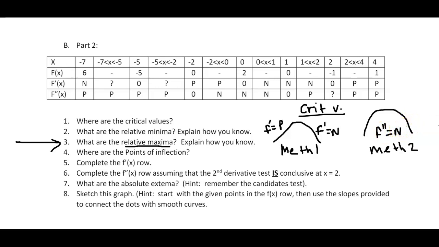Okay. Now we already know that this critical value and this critical value give us relative minimums, so we don't need to look at that. So the question is, is this last value here a relative maximum? And as you can see, the second derivative is negative, so the answer is yes, that is a relative max.